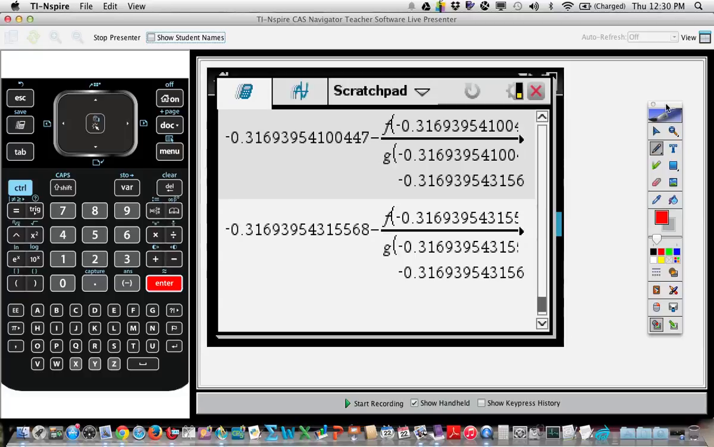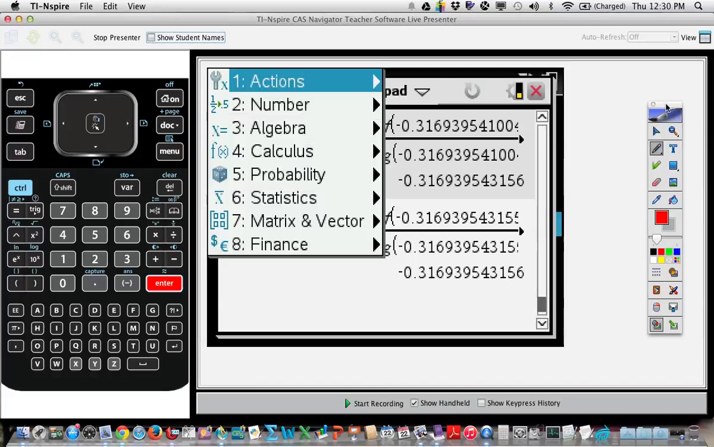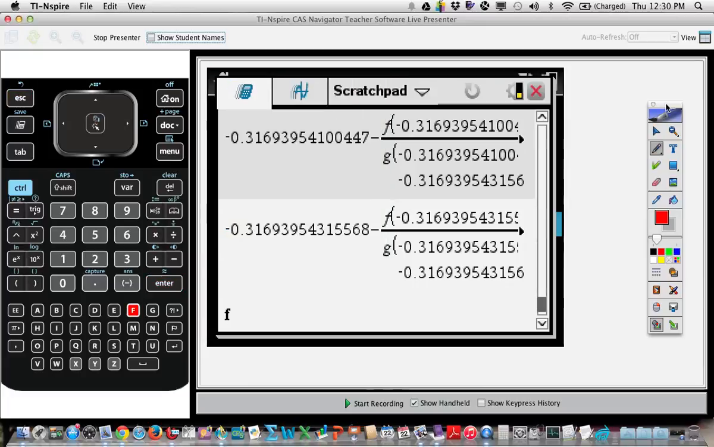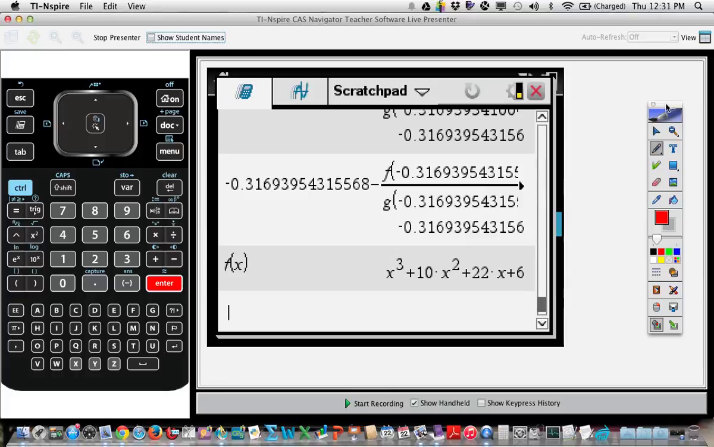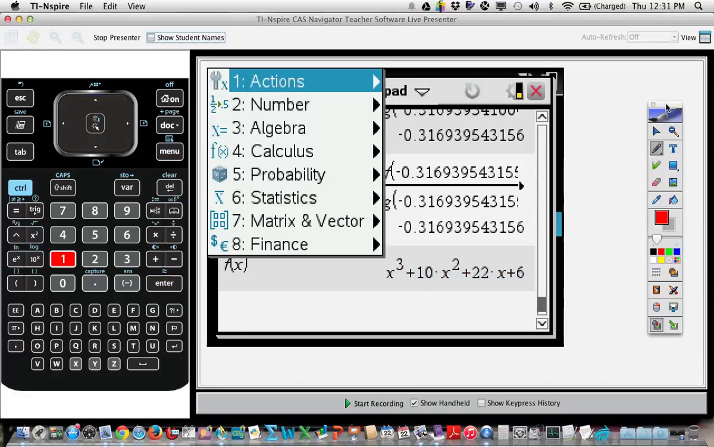Is your function, hit F, type f of x and hit enter. Just type f of x and hit enter, don't define it. That's right, isn't it? Oh, it's minus 10x squared. It's all right.